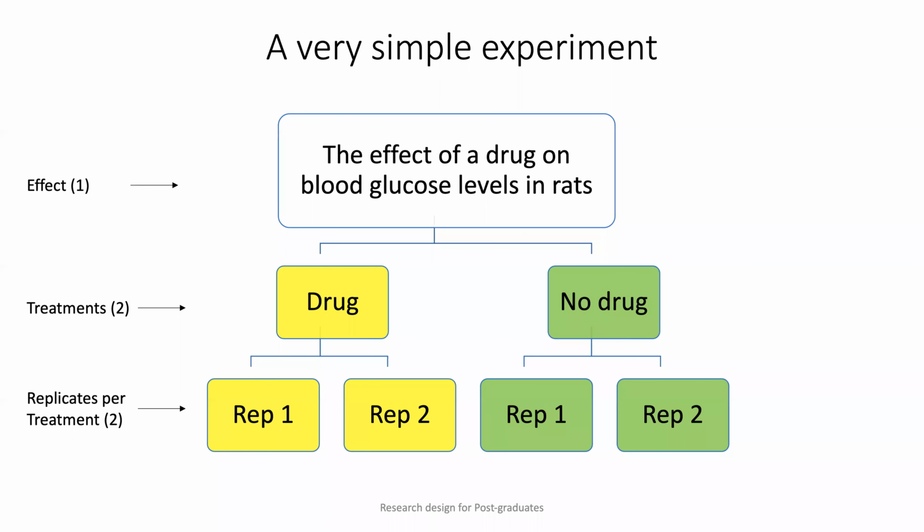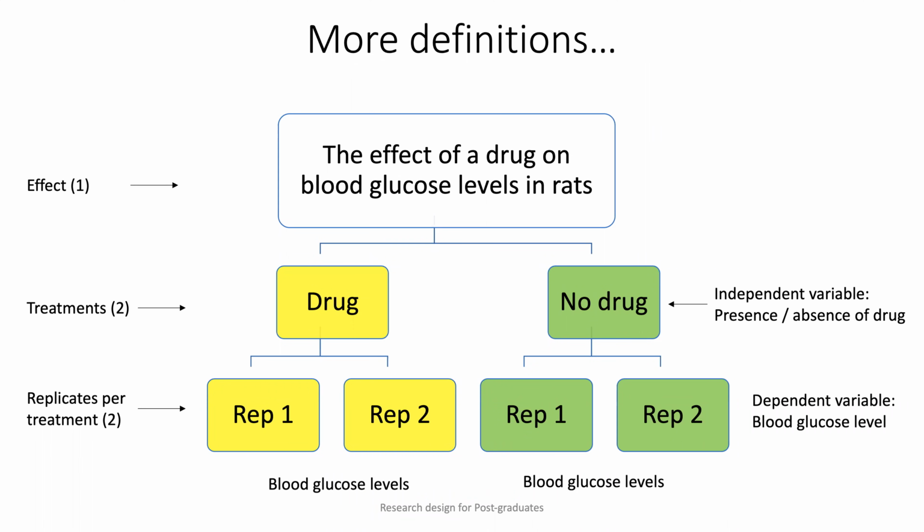Let's apply some of our definitions to the exact same thing again. We have the independent variable, which is the presence or the absence of the drug. And we have a dependent variable, in this simple case blood glucose levels. So this doesn't differ from the previous page. I'm slowly adding 1 step at a time as to how we find our definitions for something. So what do we have here? We have 2 treatments, drug, no drug, and we have the 2 replicates for each of the 2 treatments.